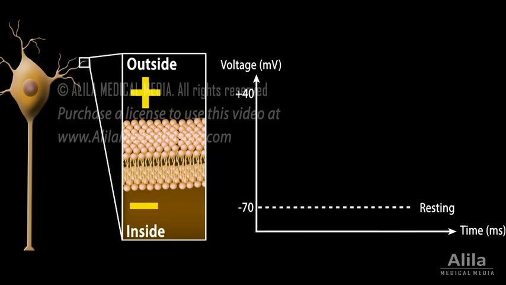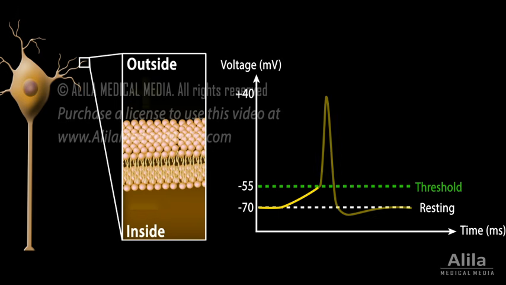A typical neuron has a resting membrane potential of about negative 70 millivolts. The negative value means the cell is more negative on the inside. In order to generate an action potential, membrane potential must reach the threshold of about negative 55 millivolts, meaning the inside of the cell must become less negative. The cell becomes less polarized, or depolarized.